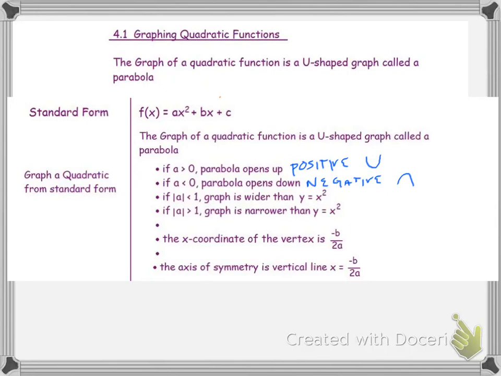The a could also make the graph wider or narrower than the parent function y equals x squared. And we're going to graph that parent function here in a second. But let's first talk about when it would make it wider or narrower.